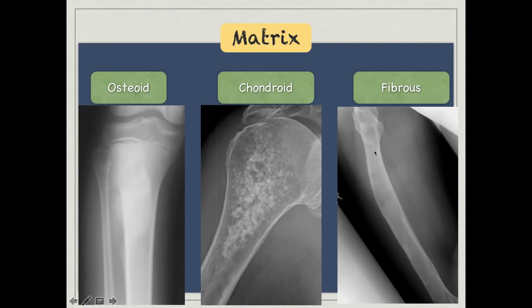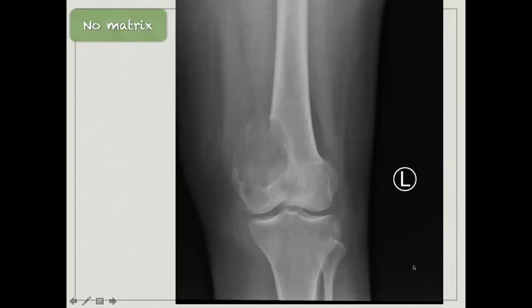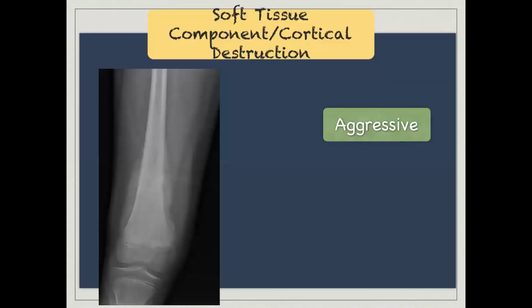Or you might see just a subtle ground glassing all along. That is your fibrous matrix, right? So this is a case of fibrous dysplasia. Or sometimes you may see a lucent lesion. We discussed lucent similarly, so that doesn't have any matrix. So that's a no matrix or a lucent lesion. If you go through these steps, you will come down to a further narrower differential diagnosis.